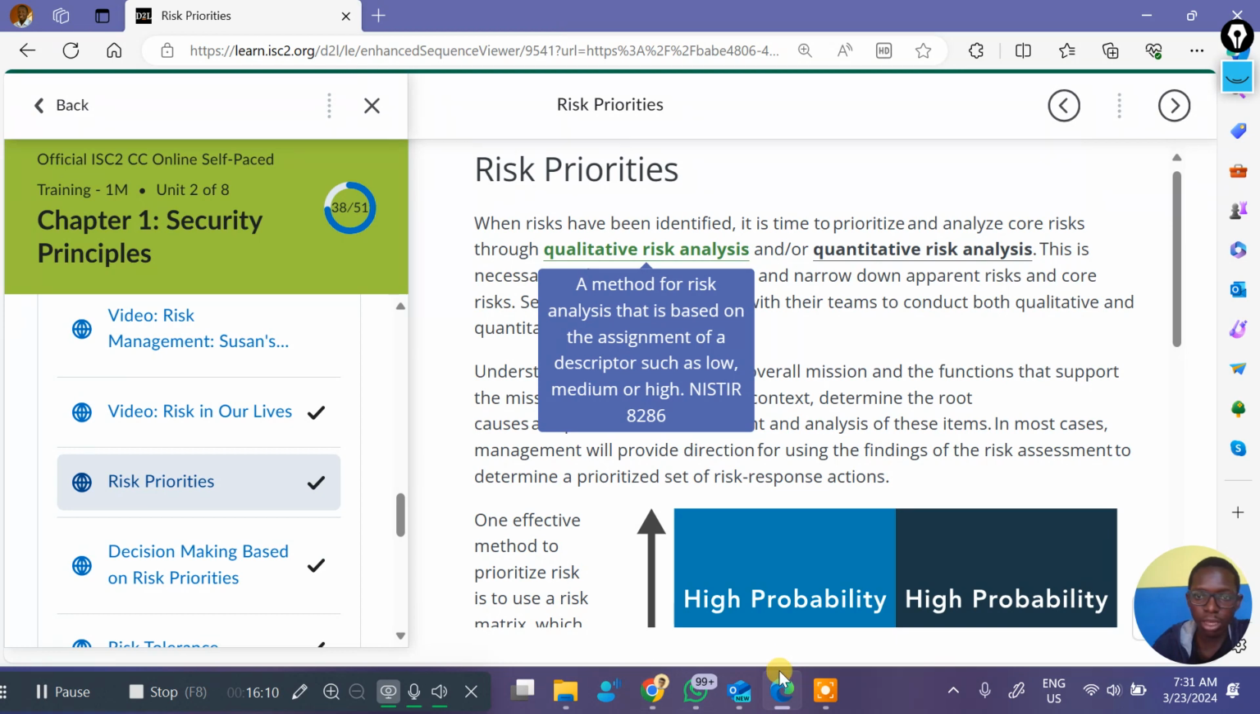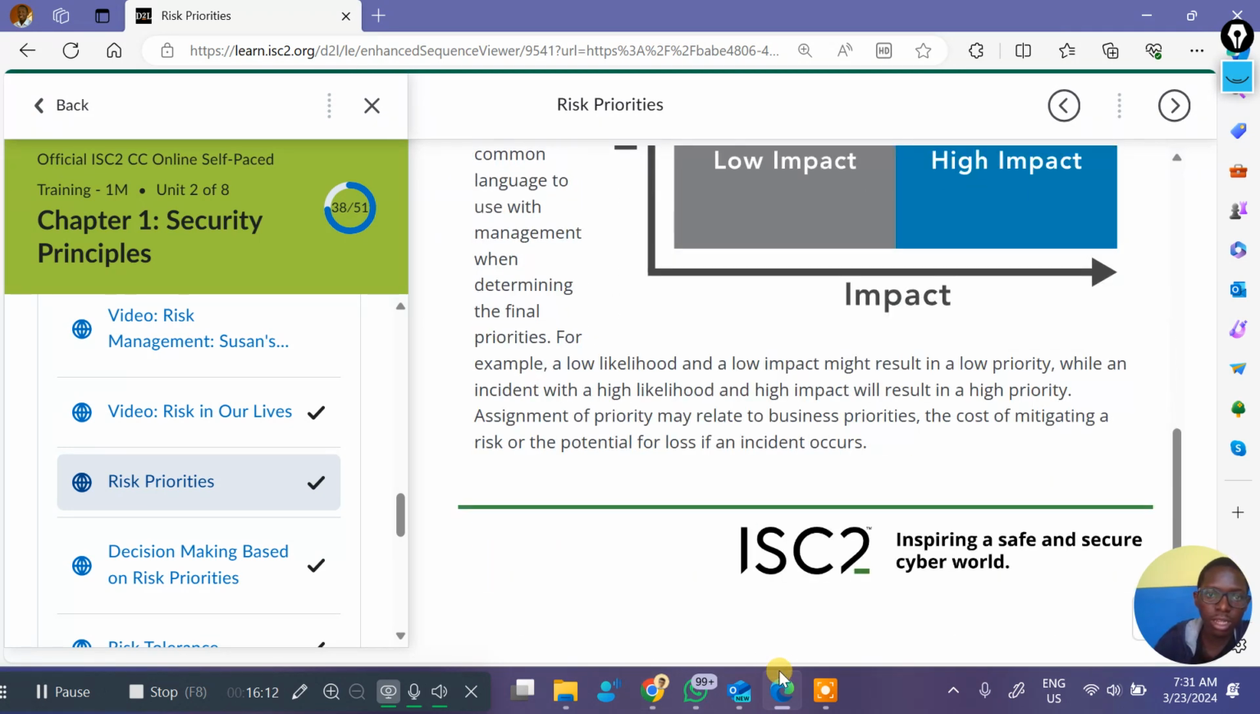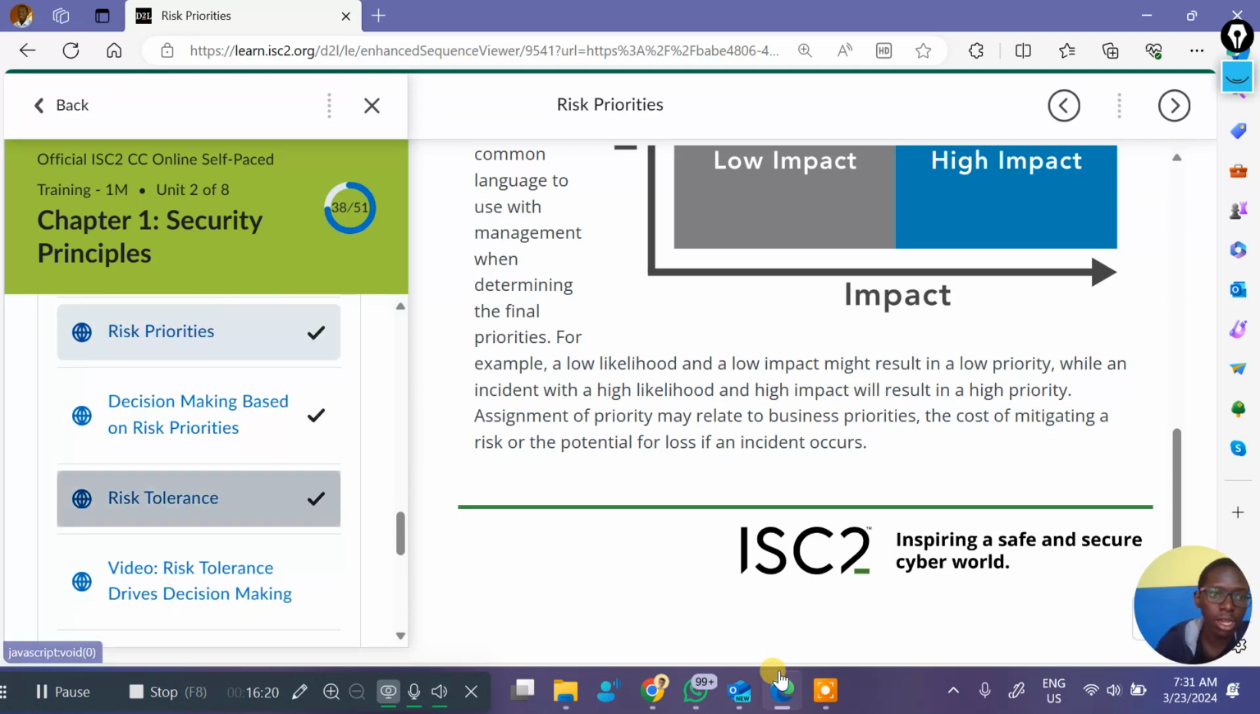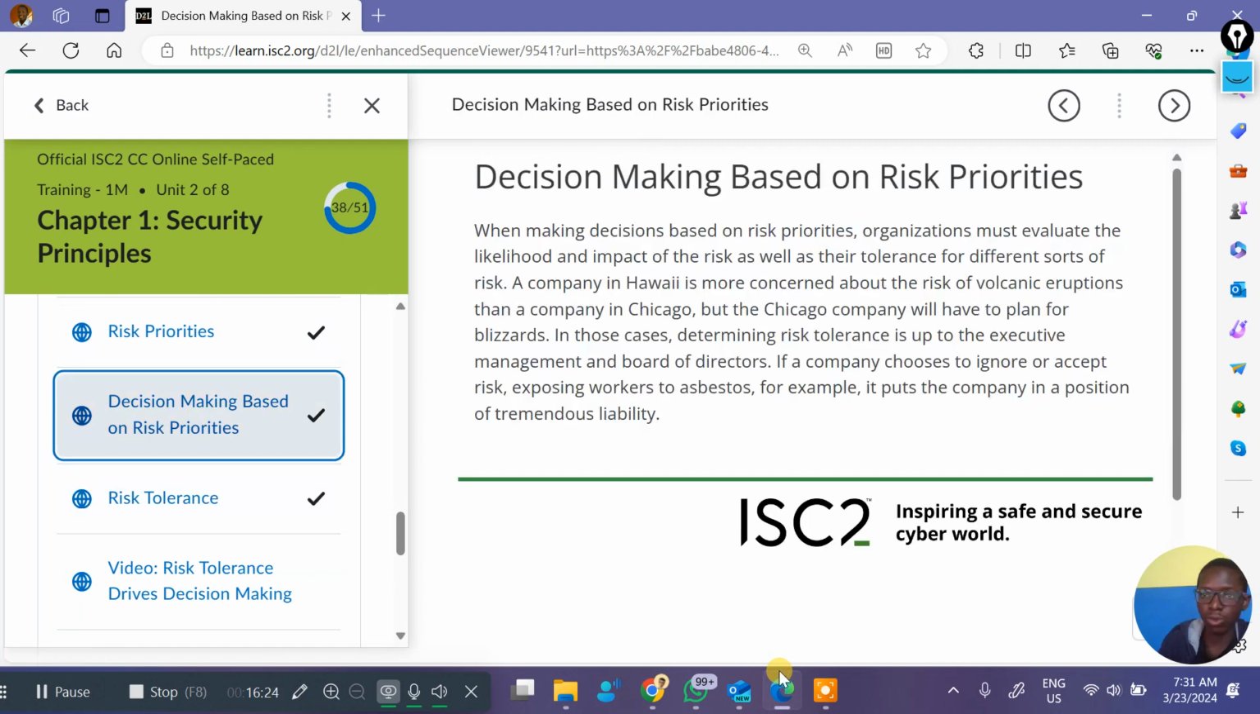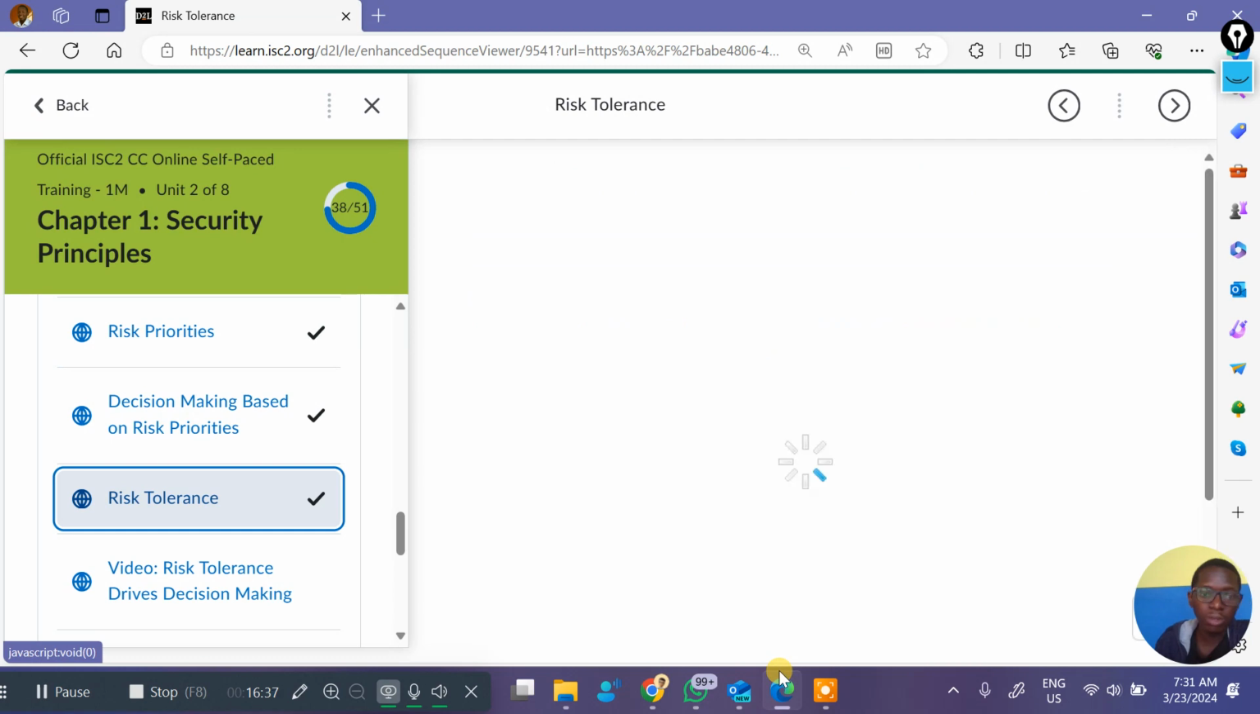What do we do from here? So basically that's everything in here. Likelihood and impact. Do you see that? You might need to understand those things more. And now we have decision making based on risk priorities. There's just a short thing there. You could choose to accept or reject if it's a high probability, high impact, high risk. You leave it alone. Depends on you. So we have the risk tolerance there. It's your ability to tolerate a risk.